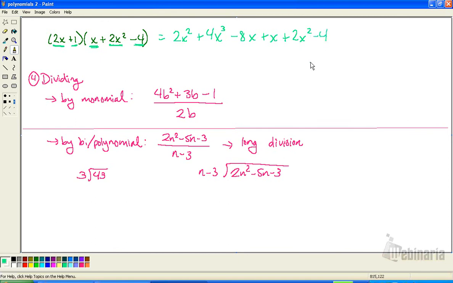The last thing that I do is combine like terms. Let's start with the highest power, that 4x cubed there. It doesn't have anything that it can be combined with.